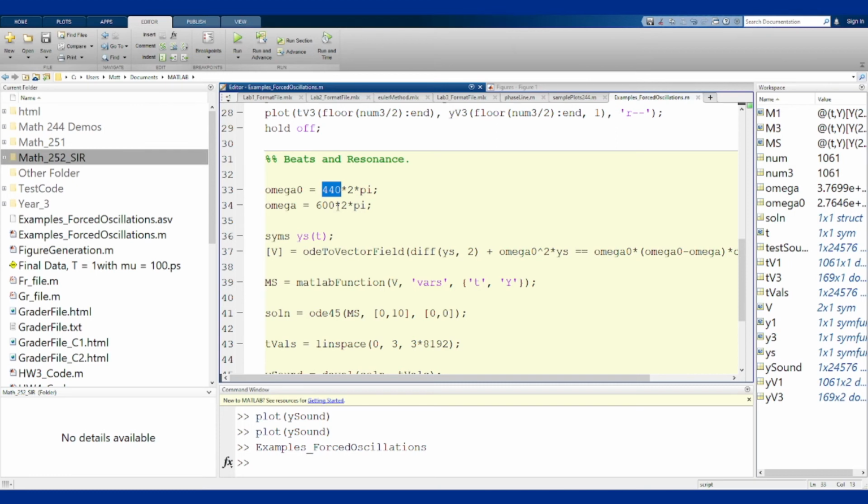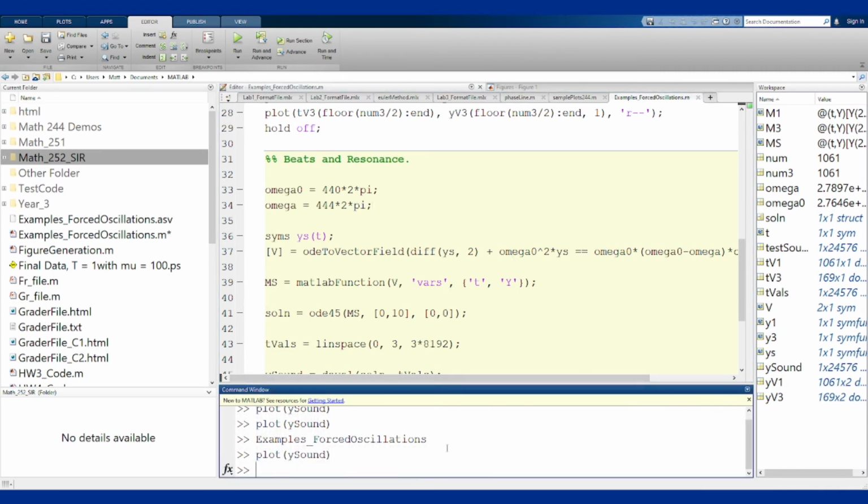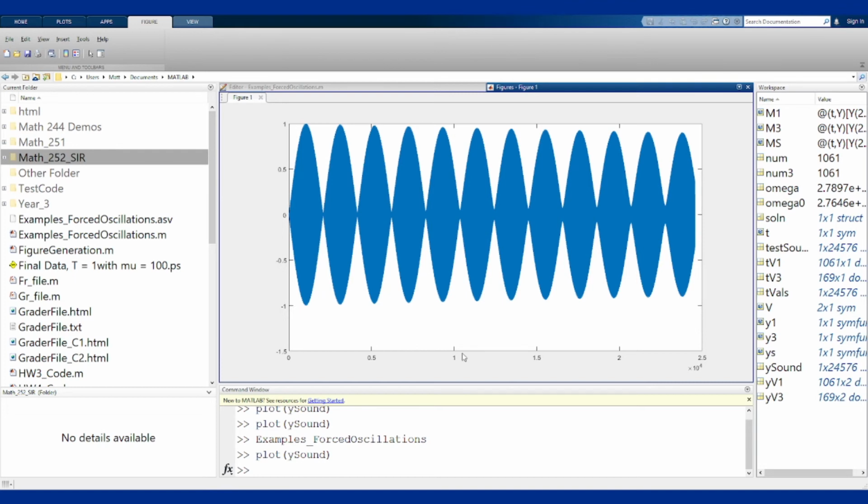And now let's try to get closer. What if I do, say, 444 hertz? If I run this one, that's the beating phenomenon we were looking for. That there, that in, out, is the beating phenomenon. And we can plot it to see what it looks like. And that's the picture we see: definitely this beating phenomenon in action.